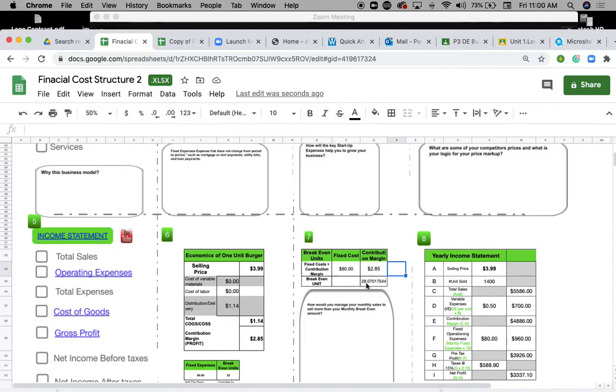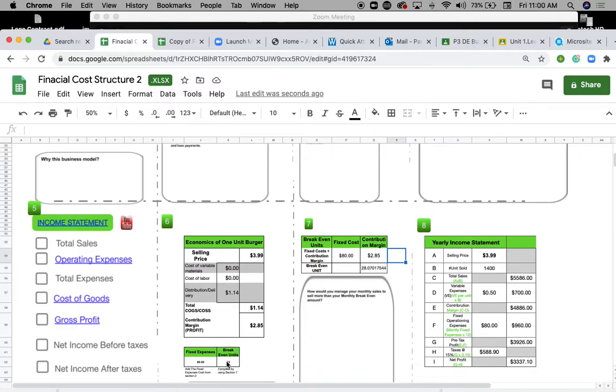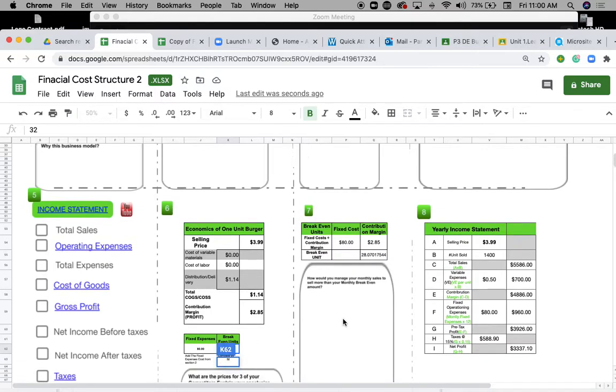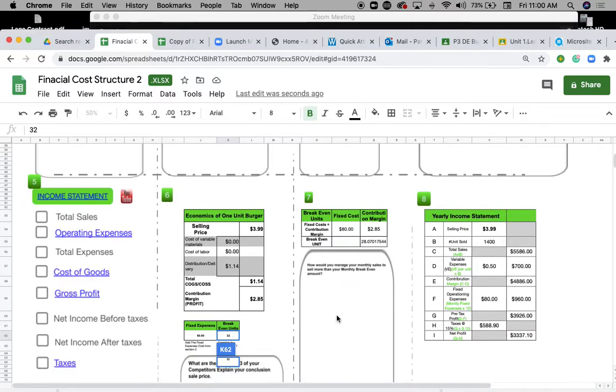So once you have 28, you just go ahead and put the number right here, okay? And you're good to go. Remember, down here is where you fill out the information about your monthly fixed expense. So now the last piece is the yearly income statement, and this is where you put the magic together. Now let's take a look.